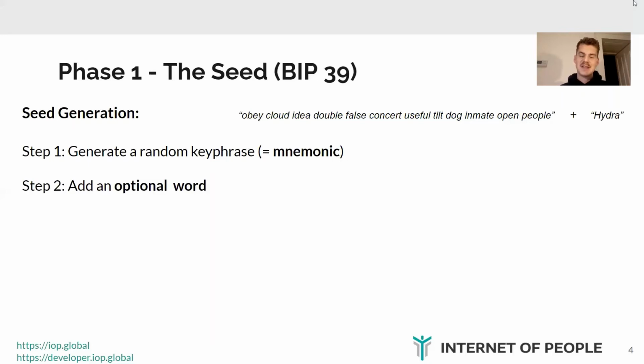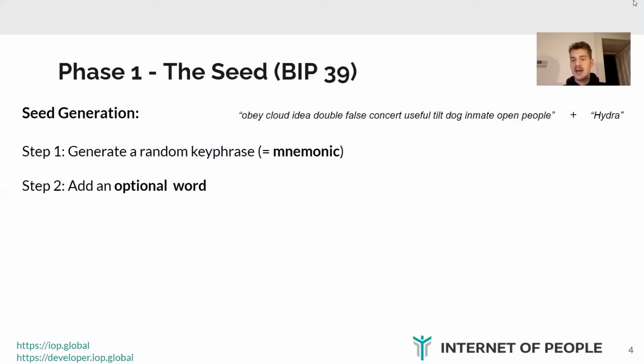The next step is that you add an optional word. This actually has two really cool features. The first feature is that you have an improvement in security, since knowing the mnemonic only does not give you access to your funds and/or assets.